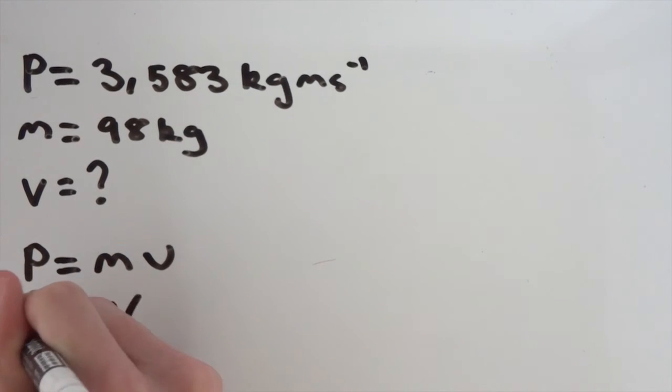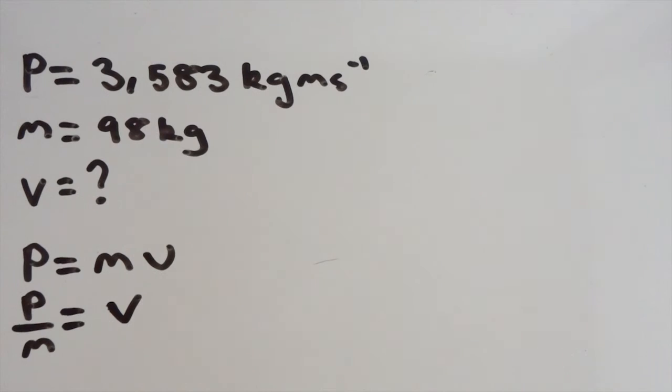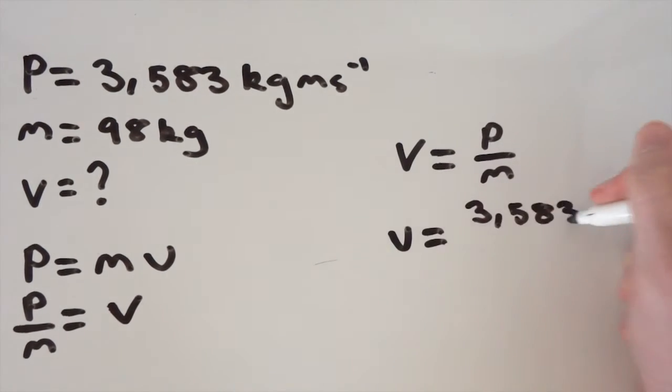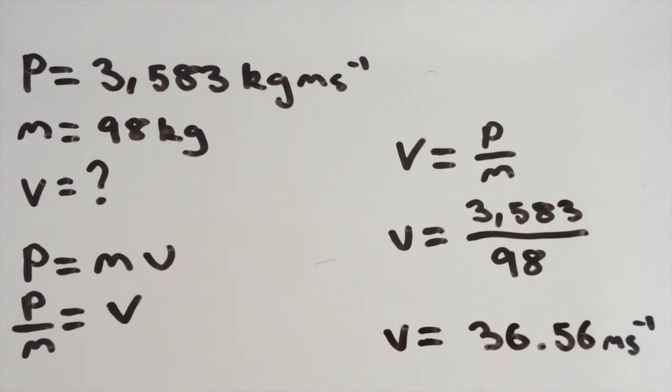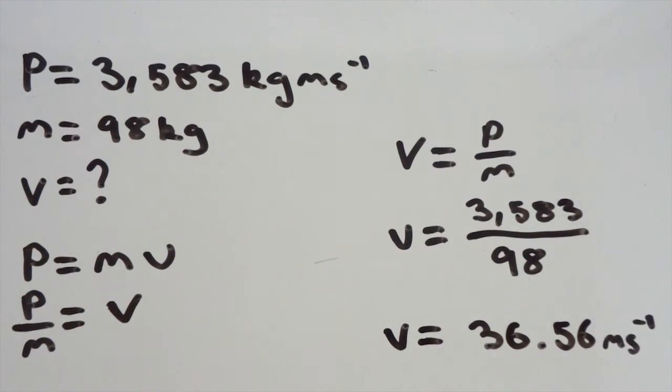First off, we need to rearrange p equals mv to fit our needs, which means we need to divide off the mass from the right hand side, so our new equation is p over m equals v, which is what we're looking for. Then it's as easy as substituting everything into the equation and getting the result of 36.56 meters per second.